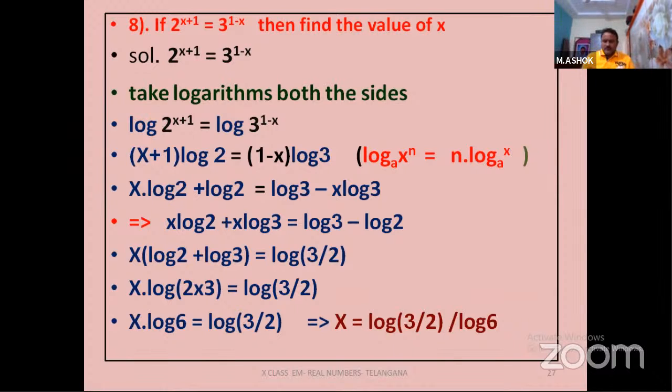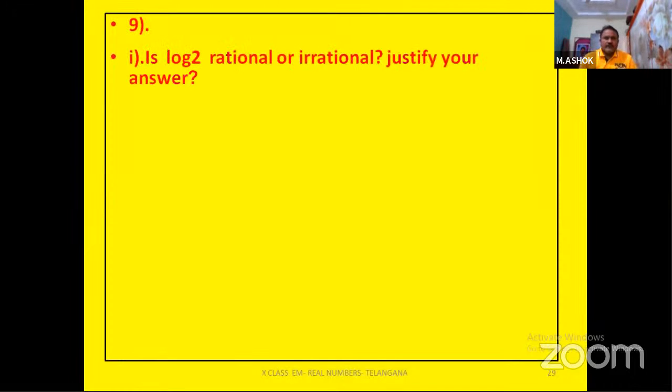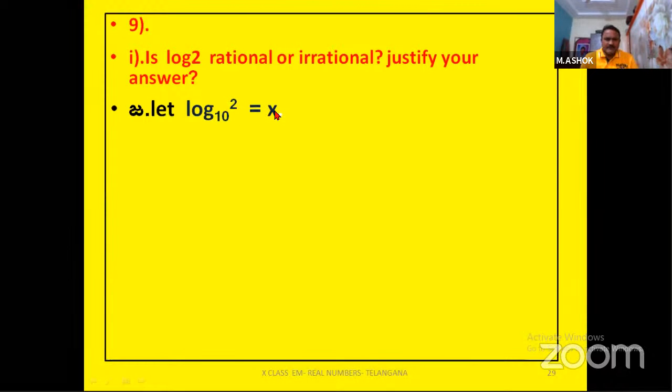Okay, finally we move to the last question in this chapter. That is the ninth one. Is log 2 rational or irrational? Justify your answer. Our question is: we know 2 is rational. What about log 2? Rational or irrational? You have to say the answer. Okay, let us see. I am assuming the log 2 value as x.